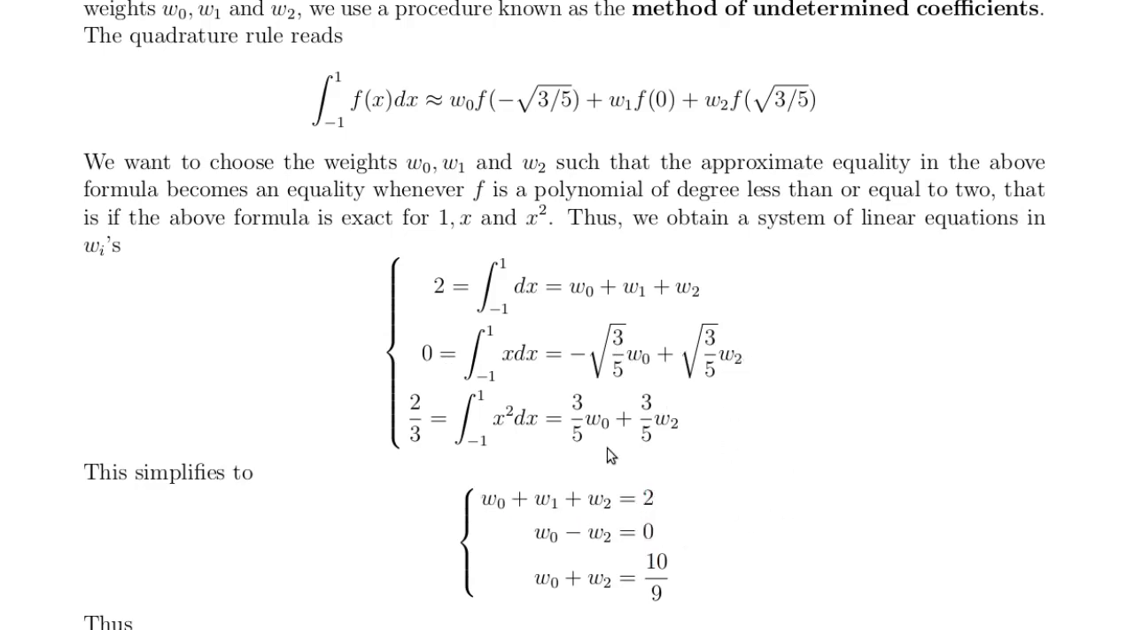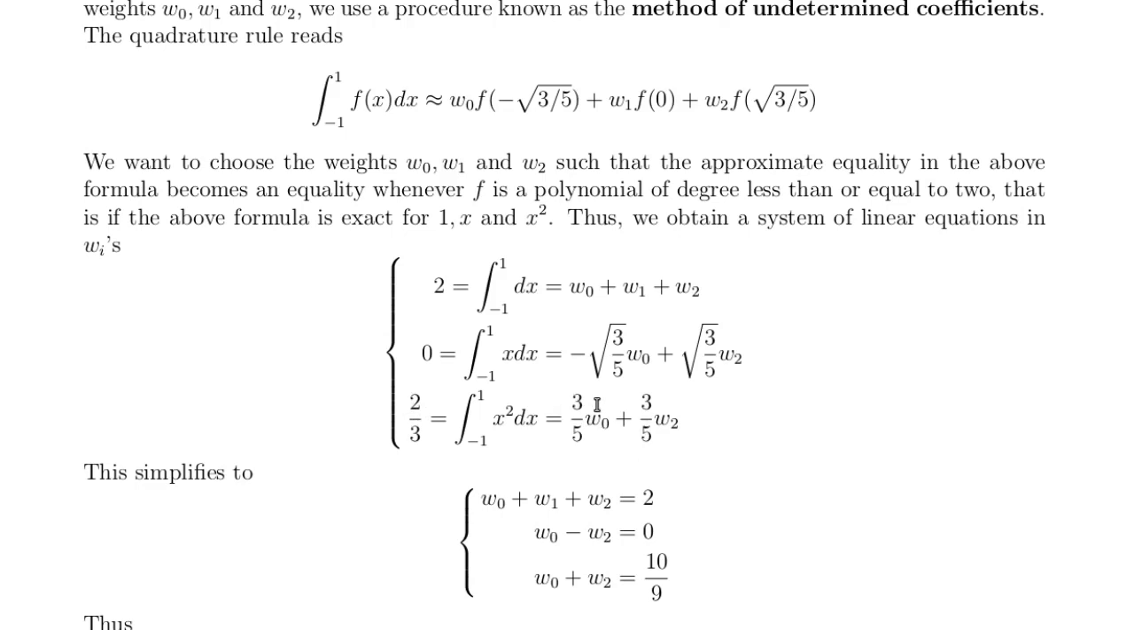And for the last equation, which is this one, we can multiply, because this equation can be written as 3/5 W sub 0 plus 3/5 W sub 2 equal to 2/3. So we can multiply the entire equation by 5 to cancel out the denominator. If we multiply by 5, this 2 will be multiplied by 5, becomes 10.